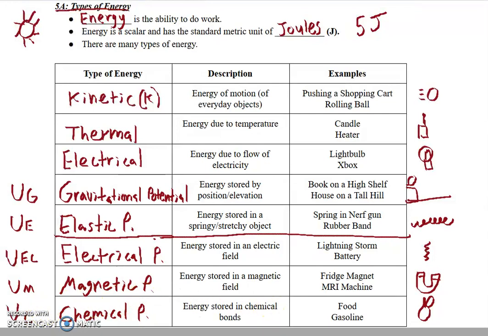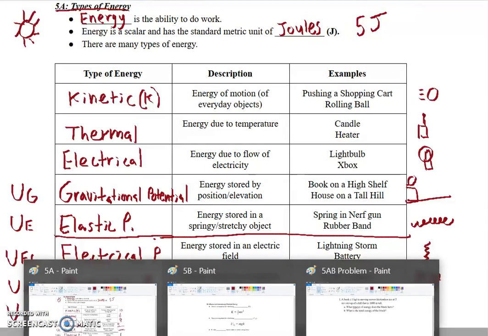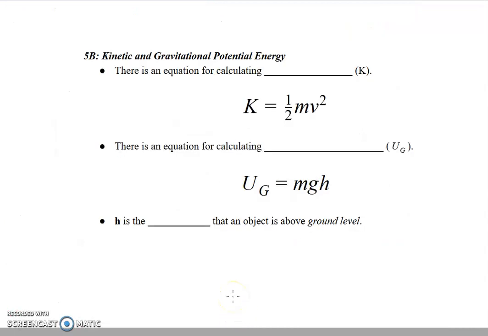We're going to look at two types of energy more specifically. Those two types of energy are kinetic and gravitational potential. So there is an equation for calculating kinetic energy, the uppercase K. It's this formula right down here: 1/2 mv squared. M is the mass. V in the v squared is velocity. So if you know the mass and velocity, you can calculate kinetic energy.